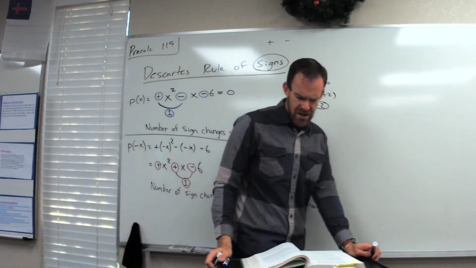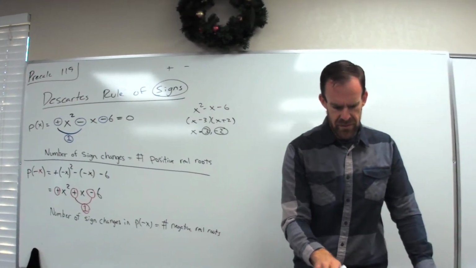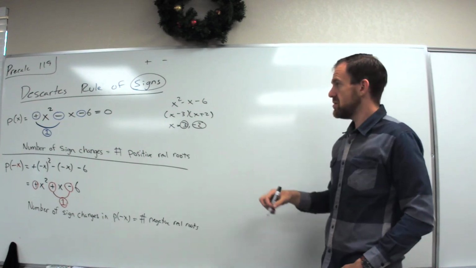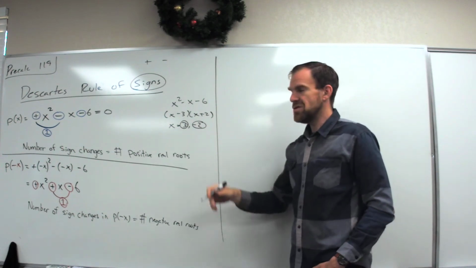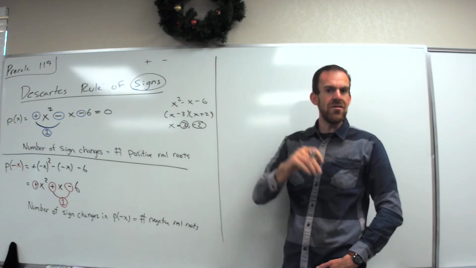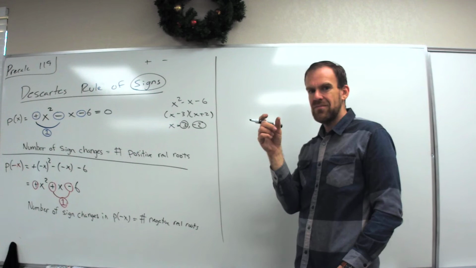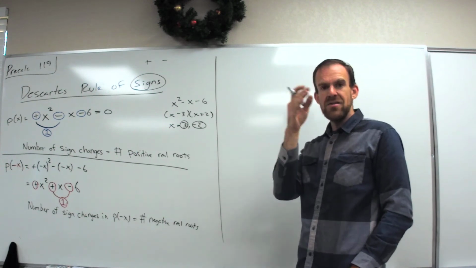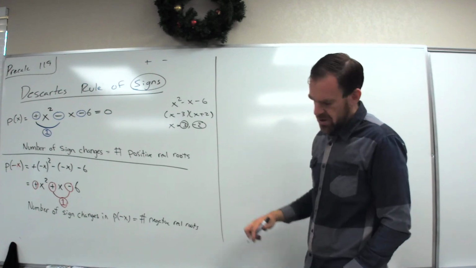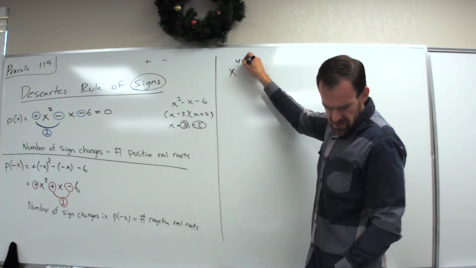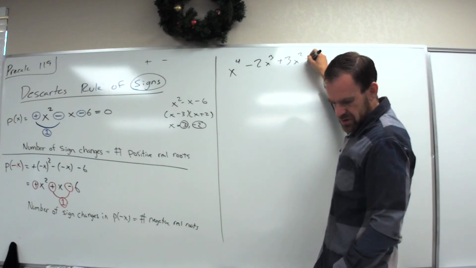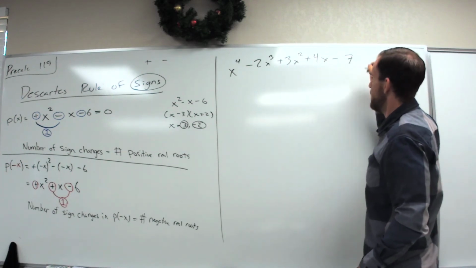Let's pick up something a little bit more complicated. Now you might ask, what if there's powers missing? You just ignore those. As long as they're in descending order, so you have the highest power first, and then you go down. If you're missing like the x term, that's fine. You're still counting the number of sign changes. So we have x to the fourth minus 2x cubed plus 3x squared plus 4x minus 7.